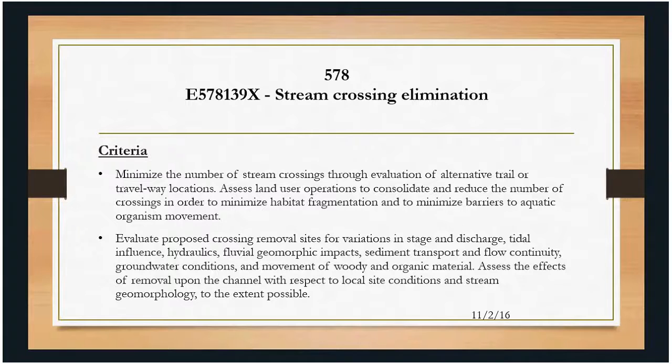Criteria to minimize the number of stream crossings through evaluation of alternative trail or travelway locations. We're talking about maybe we have to move a road, maybe we have to close a road, maybe we have to remove a culvert and restore the stream, maybe we have to remove a bridge and restore the stream, maybe we have to build a new bridge, I don't know. So they want to consolidate and minimize, and the reason that they're doing it is to minimize habitat fragmentation and minimize barriers to aquatic organism movement. It's being done for fish. So you need to evaluate.